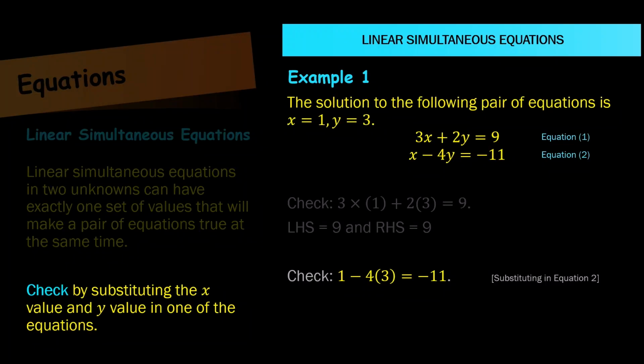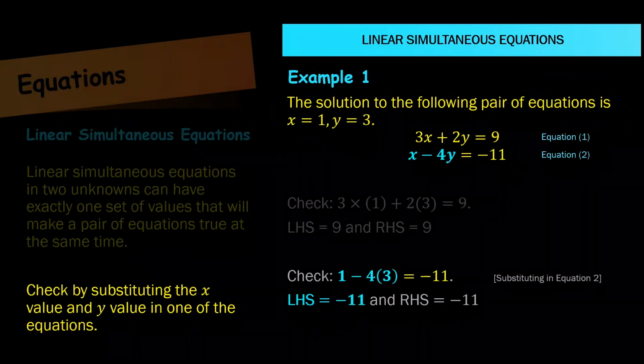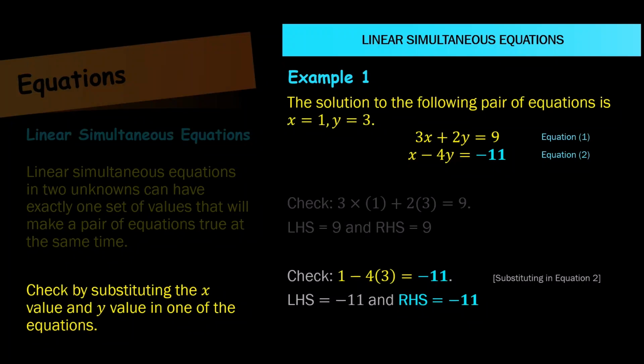We can also check in equation 2. x equals 1, y equals 3, and 1 minus 4 times 3 does indeed equal minus 11. So the left-hand side equals minus 11, 1 minus 4 times 3. And of course the right-hand side equals minus 11 too. And therefore we've checked that x equals 1 and y equals 3 do indeed satisfy both equations.